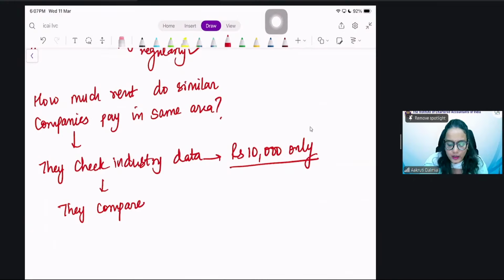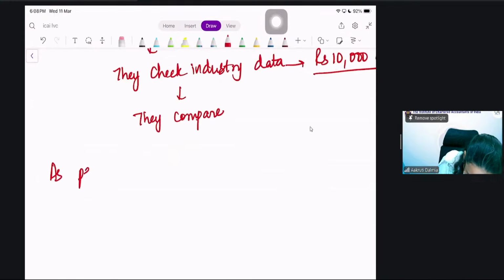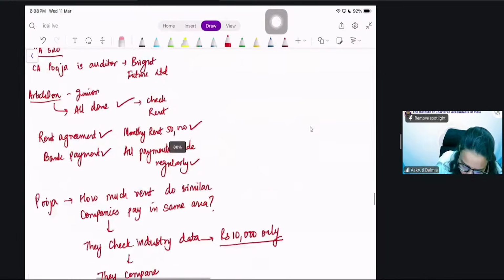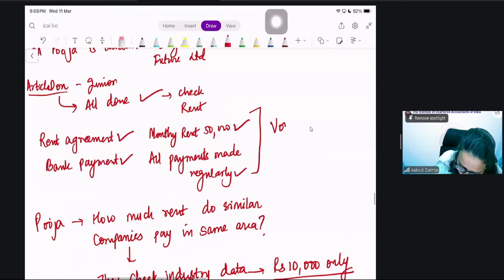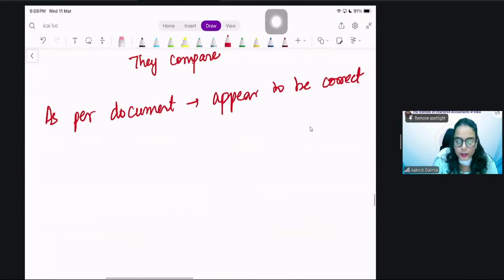Why do we have to question it? And then Pooja is smiling. Pooja is saying, documents are correct, but the relationship of the actual data with the comparative data is abnormal. As per document, everything appears to be correct. So what did Dawn do? Dawn did all the vouching and verification. Okay. As per document, everything appears to be correct.